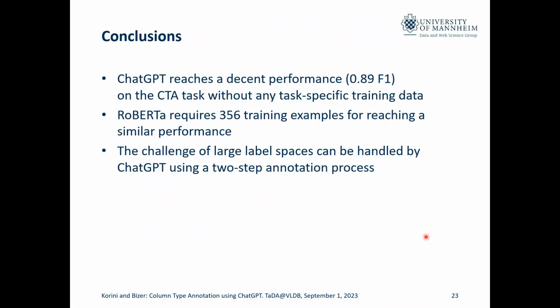In conclusion, by instructing the model and breaking CTA into a 2-step pipeline, ChatGPT achieves a good performance of 89%. In order for a Roberta model to reach a similar performance, it needs to be fine-tuned with 356 training examples. Finally, we showed that the 2-step annotation pipeline helps with reducing token numbers, which helps with the cost of the API usage and simplifies the annotation task by showing the model only a subset of the full label space.